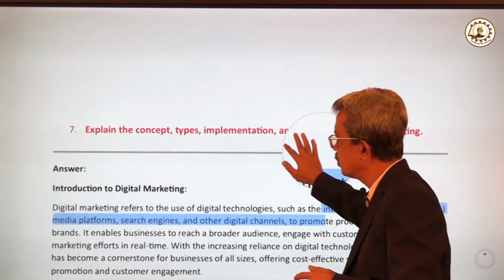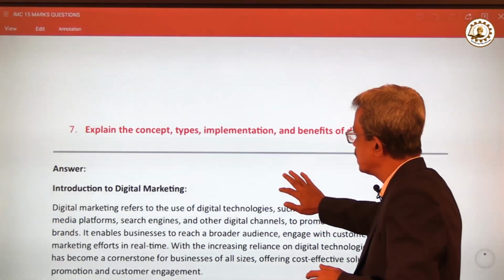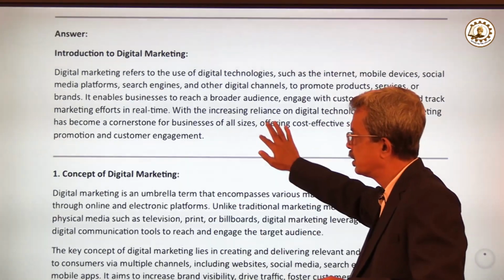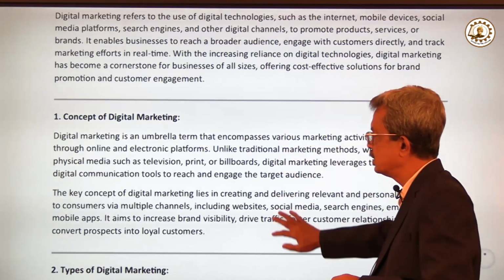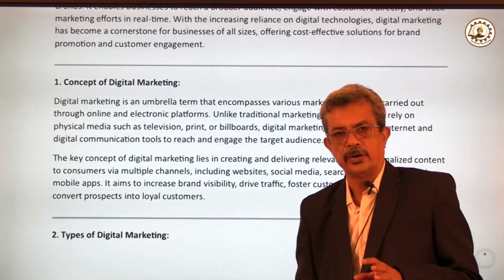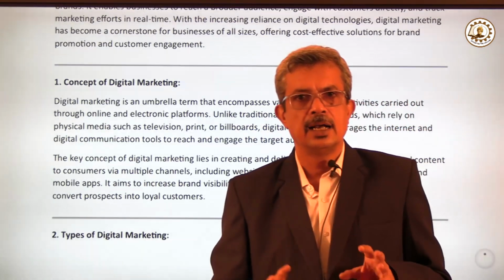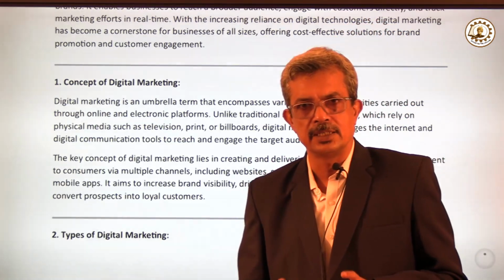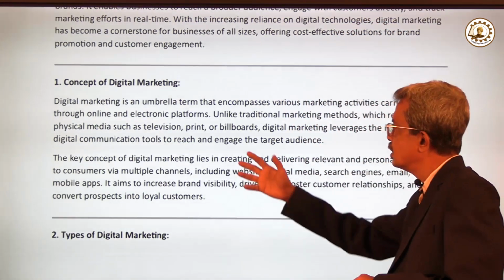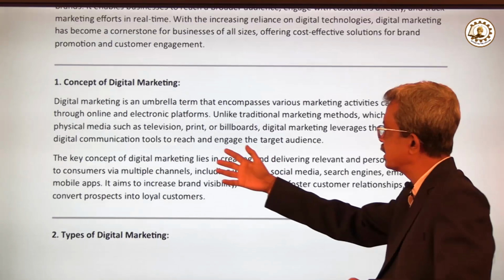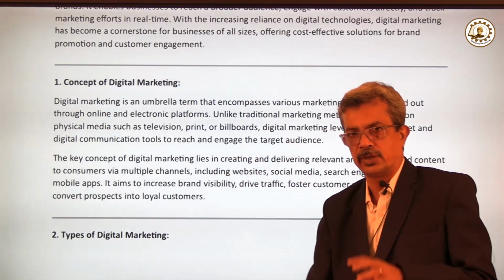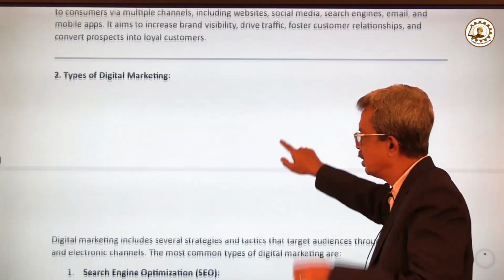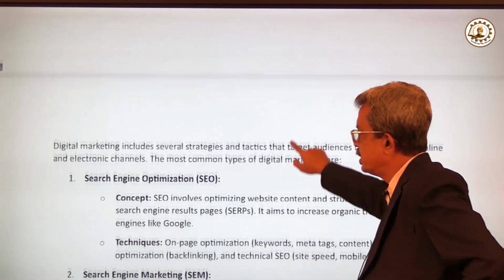So start with the concept. Start with the introduction. Create a concept. Digital marketing is a very theoretical aspect. You have to understand and possibly write down the definition of digital marketing exactly the way it has been written in the book. It's an umbrella term that encompasses various marketing activities through online and electronic platforms. You have to put down those words. Then we move on to the types of digital marketing, where you talk about SEO.